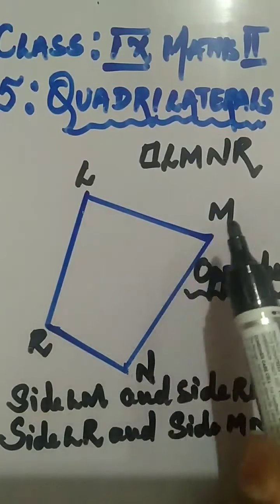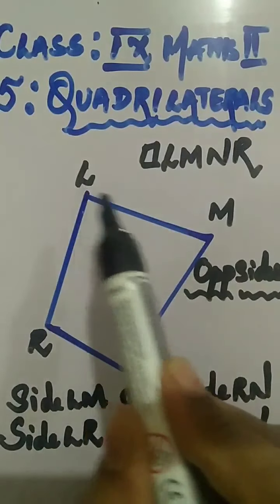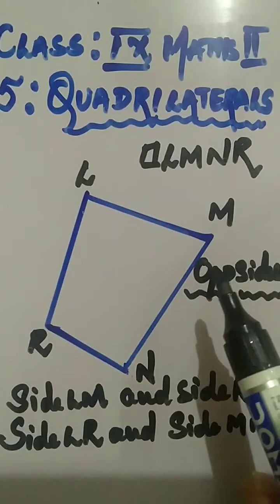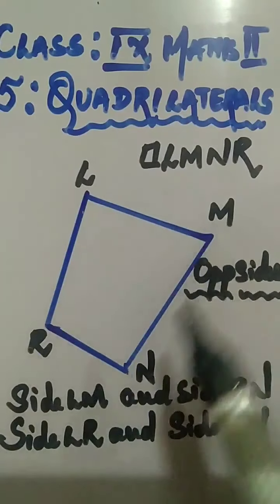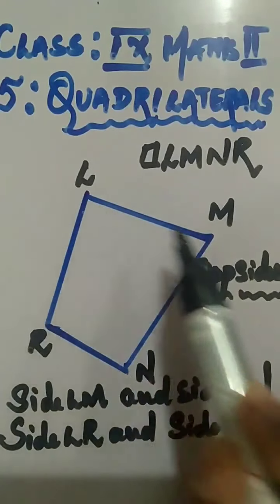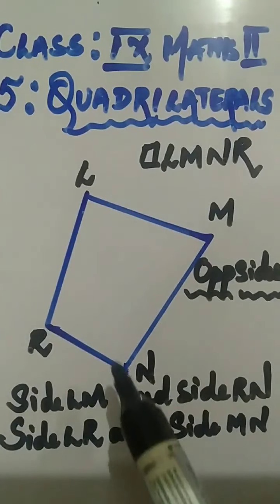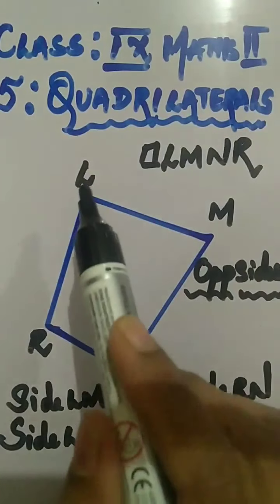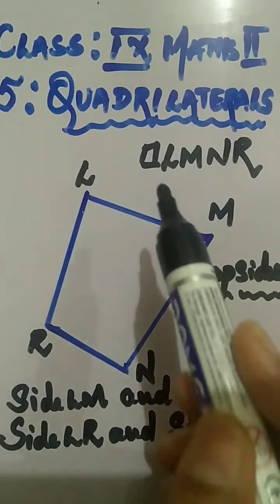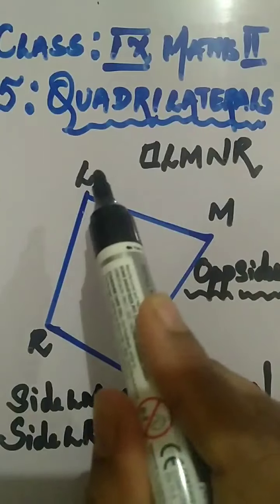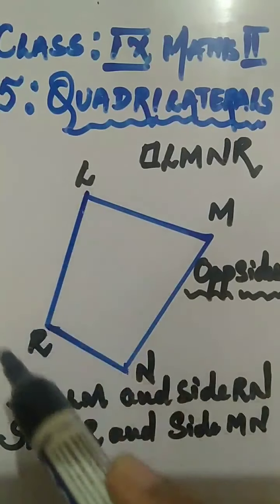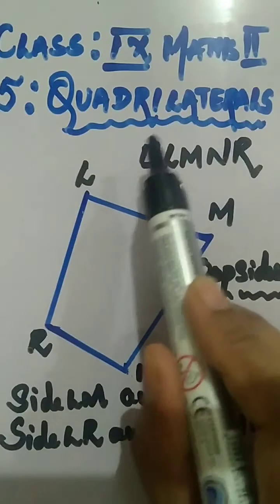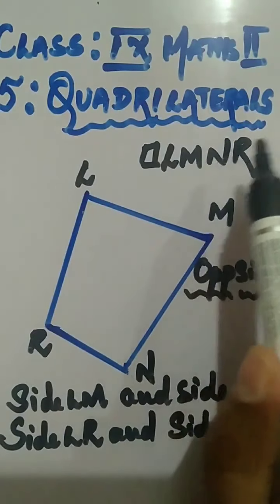I have drawn a quadrilateral here. Any four-sided closed figure is called a quadrilateral. Closed four-sided figure. So here I have taken the quadrilateral LMNR. You can name a quadrilateral in clockwise direction or in anti-clockwise direction, either LMNR or LRNM. I have written the name of the quadrilateral as quadrilateral LMNR.